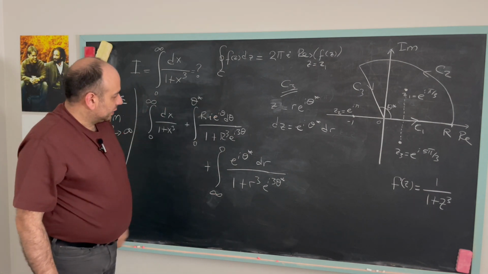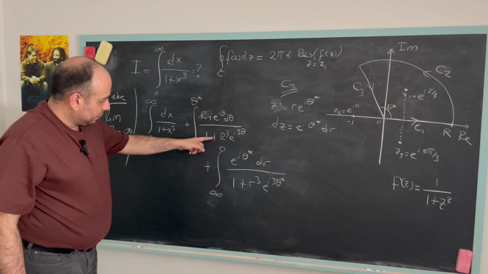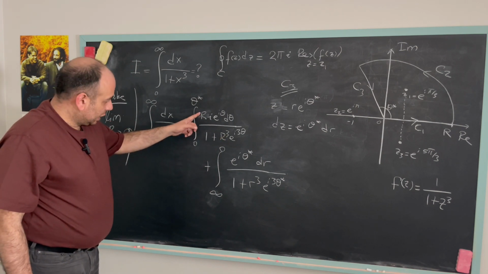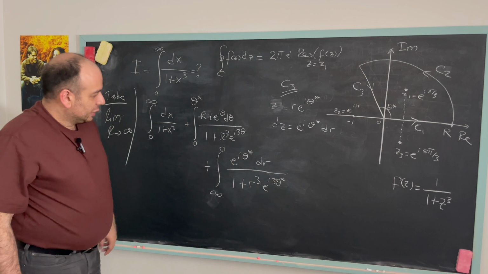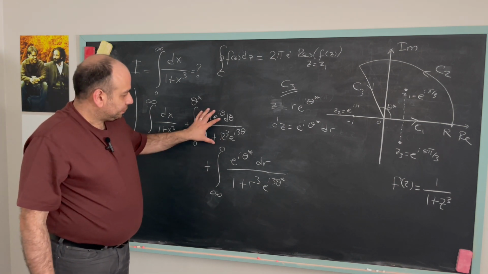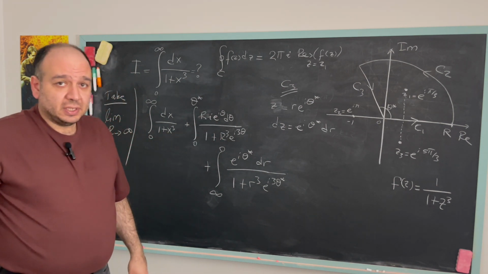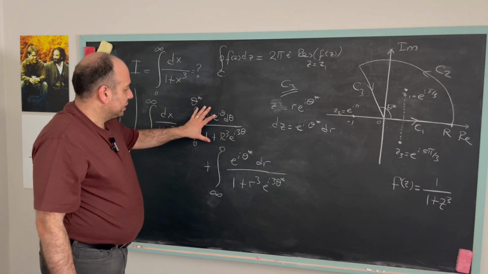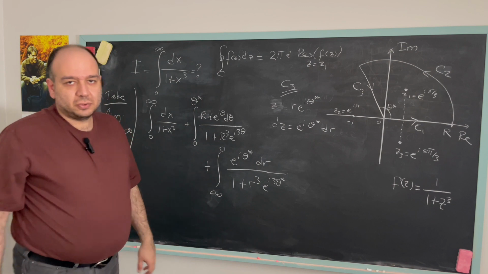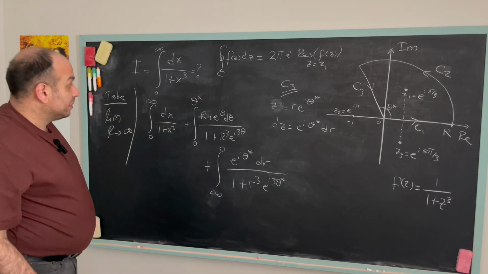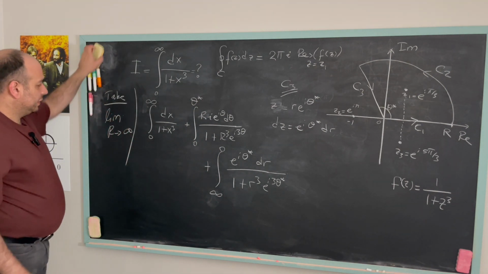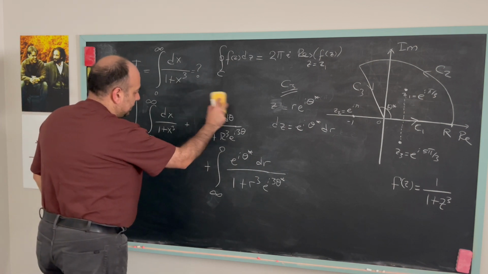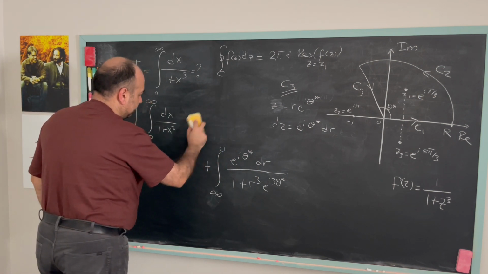Look at the second integral here. We have r and 1 plus r cube here, so r divided by 1 plus r cube. When r goes to infinity, the integrand will tend to 0. So whatever value of theta we have, the integrand is going to be 0 in the limit r goes to infinity. So simply this integral will give me 0.